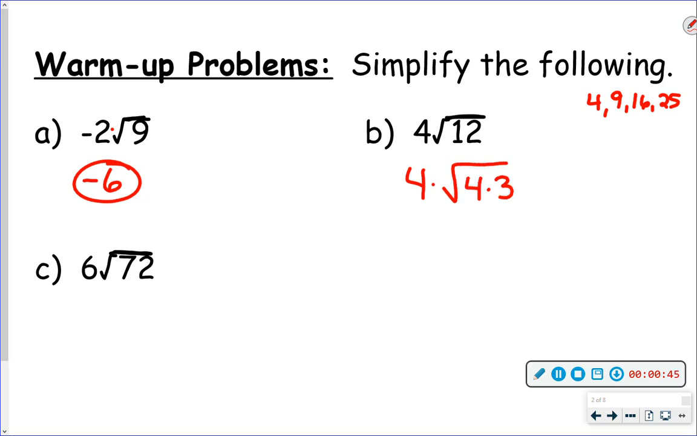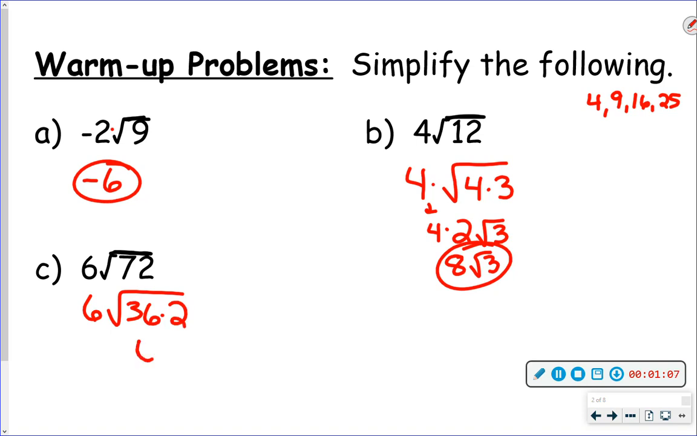Now from here, some of you can do it in your head. I'm going to write a little work for you. Square root of 4 is 2. And don't forget you have this front 4, so I'm going to combine that. I'm going to simplify that and make it 8 square roots of 3. I know you might have done it with less work. Totally fine. 72, the biggest perfect square that goes into that is 36.